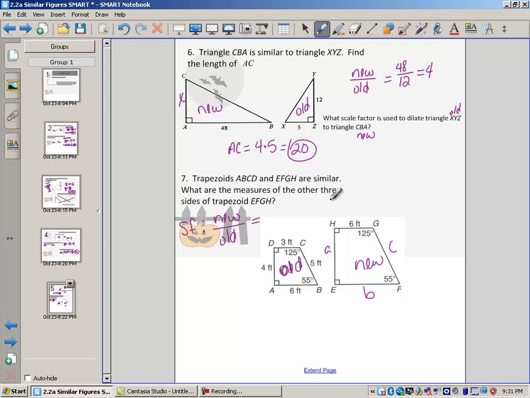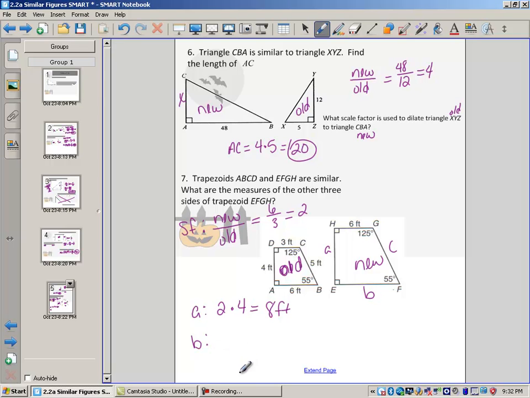Well, the only side you know in the new one is the 6. The side that corresponds to the 6 in the old one is the 3. 6 divided by 3 is 2. So my scale factor is 2 because 3 times 2 gives me 6. So if I want to know side A, I take my scale factor 2 multiplied times the corresponding side, which is 4. So side A is 8 feet.